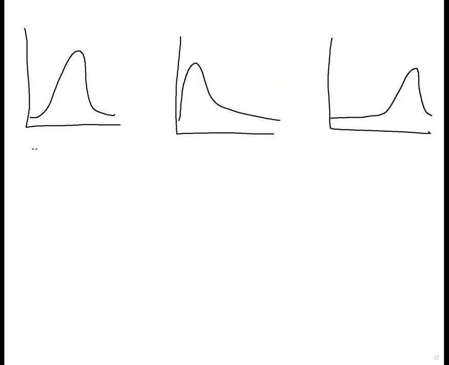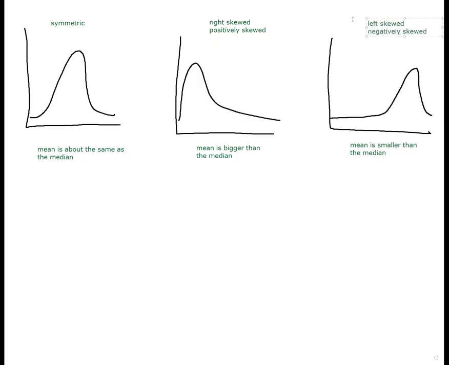So what are the rules here? For symmetric, the mean is about the same as the median. Right skewed, the mean is bigger than the median. And then in this case, this is left skewed. We'll talk about that in a second. The mean is smaller than the median. We call this symmetric. We call this right skewed or positively skewed. And we call this left skewed, aka negatively skewed.